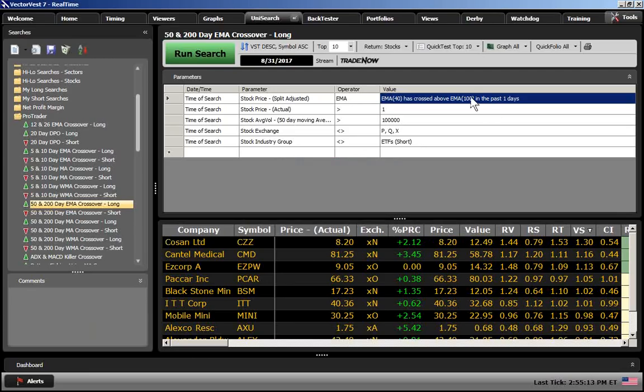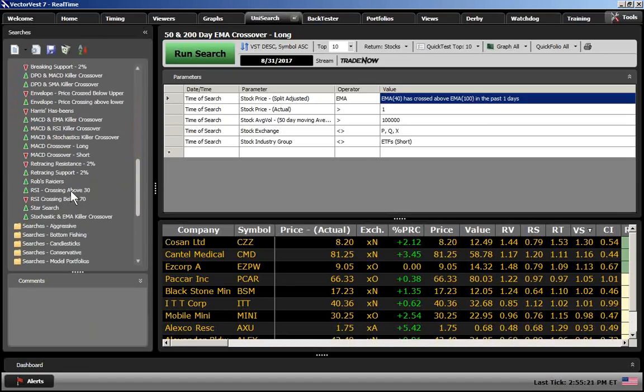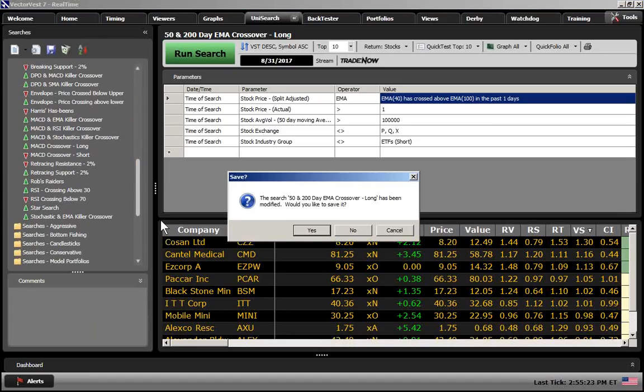No. Notice how I changed it. Now, when I go to another search, watch this. I'm going to go to RSI. RSI crossing above 30. Notice that as soon as I click on it, what does it ask me? Do I want to save the search? And that's where if I want to keep this, I would click on yes, and I would change the name to reflect the 40 and the 100.